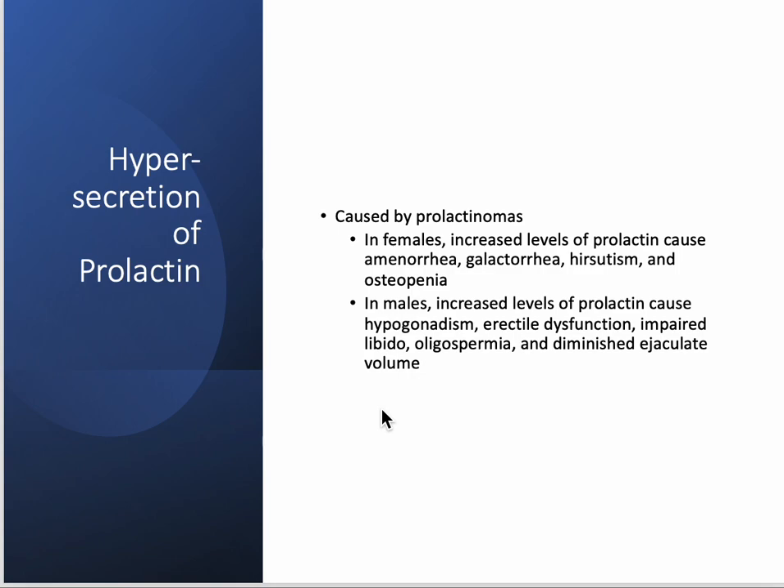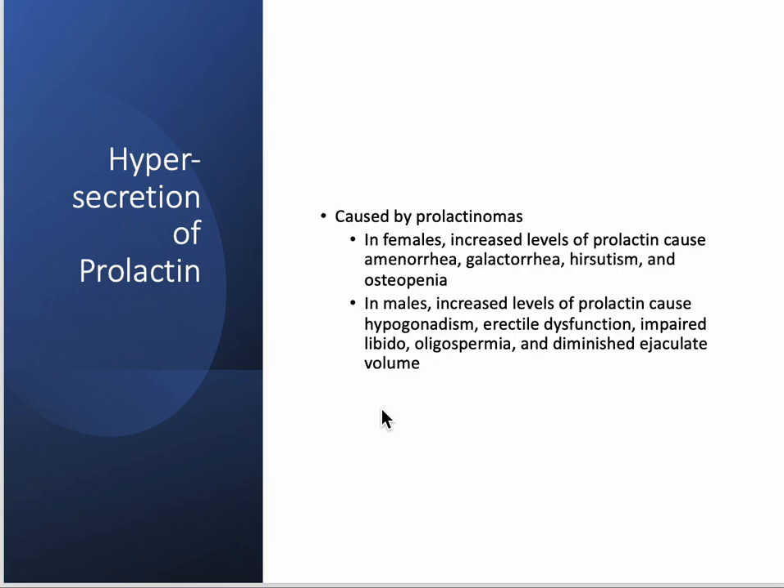All right, last thing here, if you have a prolactinoma. So this is a benign tumor that secretes prolactin. And in women, this causes amenorrhea, which is lack of a menstrual cycle, galactorrhea, which is milk production when somebody didn't just have a baby, hirsutism, which is male pattern hair growth on a woman, and osteopenia, which decreases the calcium in your bones. That is the step before we call it osteoporosis.